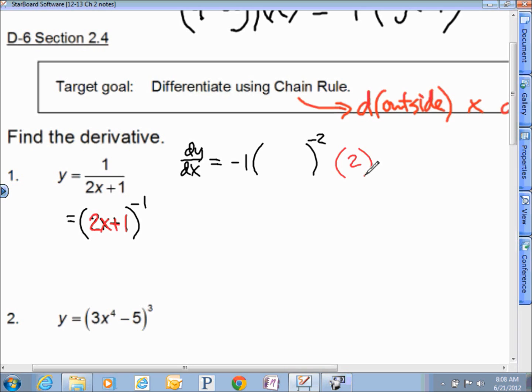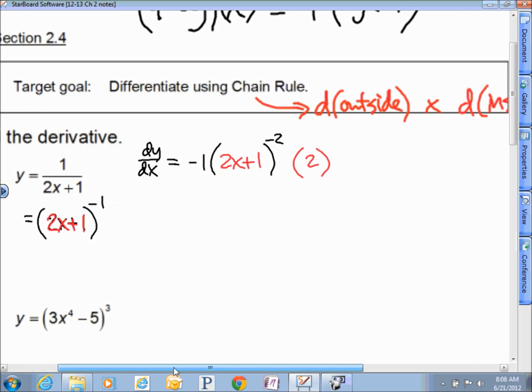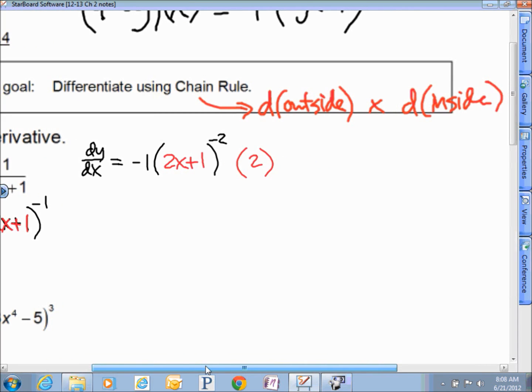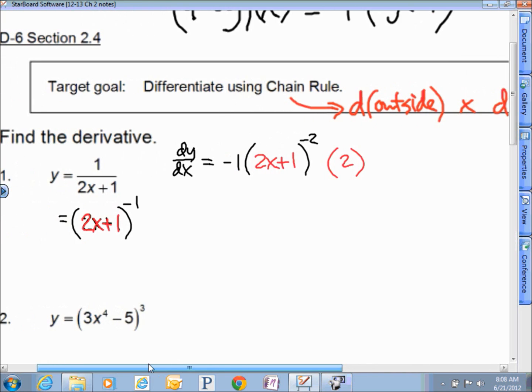2. Well, but that doesn't make sense, Mr. Perkins, because that's a little bit blank. Okay, well, what was inside that black function originally? 2x plus 1 was. Well, it's still going to be inside the derivative. So the derivative of the outside is negative 1 times something to the negative second. The derivative of the inside is 2. We're going to multiply those two things together.